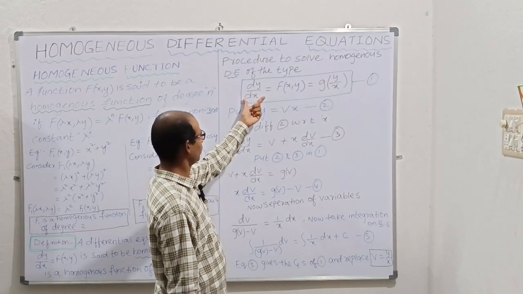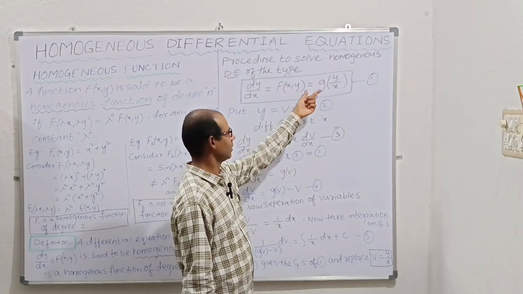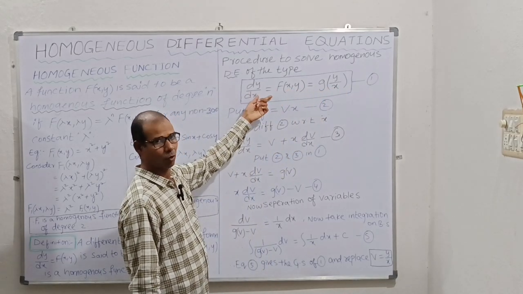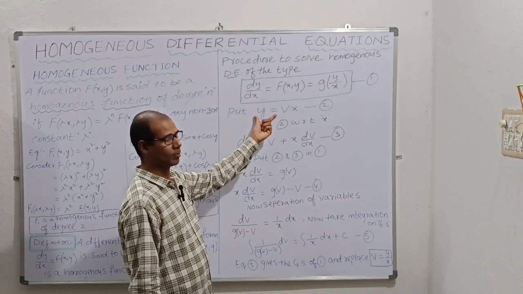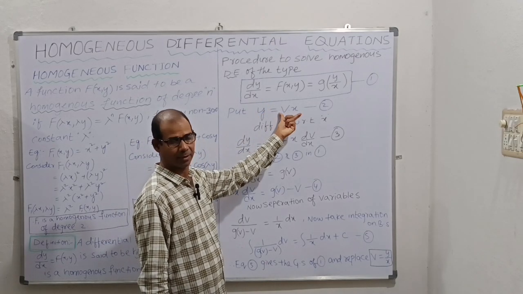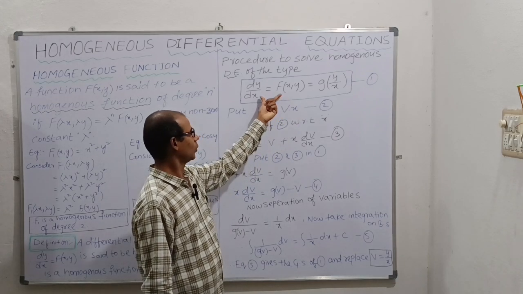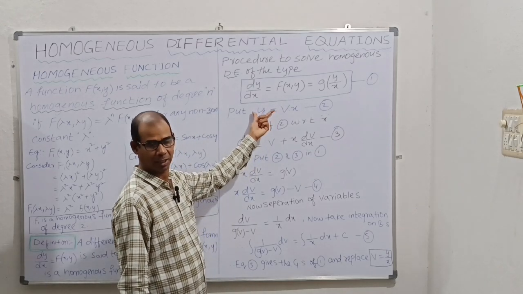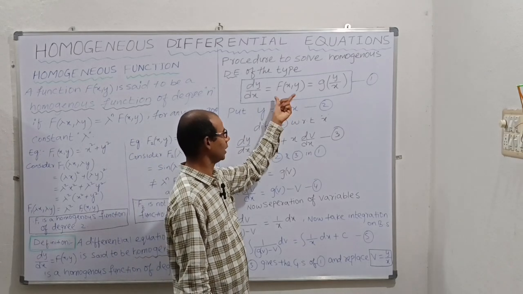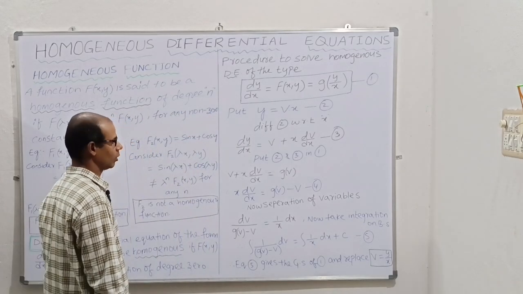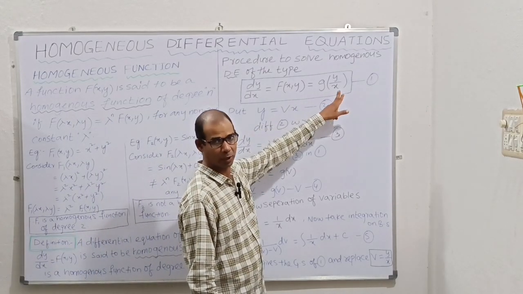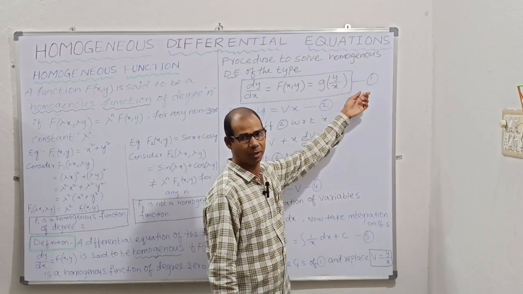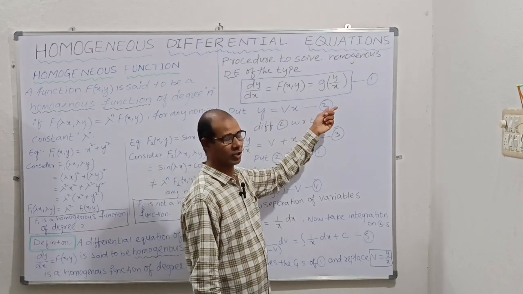So now the given differential equation is of this type: dy by dx is equals to f of x comma y, which is equals to g of y upon x. If the given differential equation is of this type, then we have to go for the substitution method. Put y is equals to vx. The given equation is equation number 1, and y is equals to vx is equation number 2.